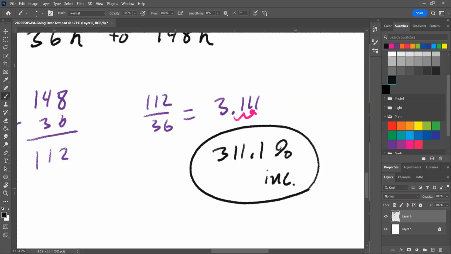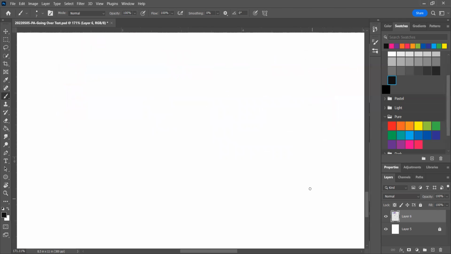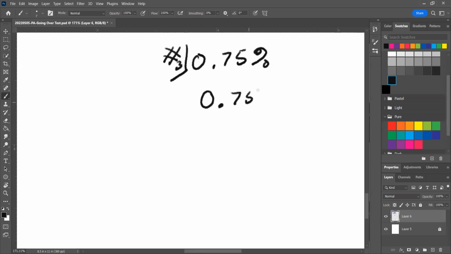So for number 3, oh yeah, number 3. That one, we definitely had some mistakes on. So number 3, you're supposed to convert 0.75% to a fraction. So what should we do to convert a percent to a fraction? Put it over 100. So we're going to put 0.75 over 100. We can't have that ugly decimal up there in this fraction.